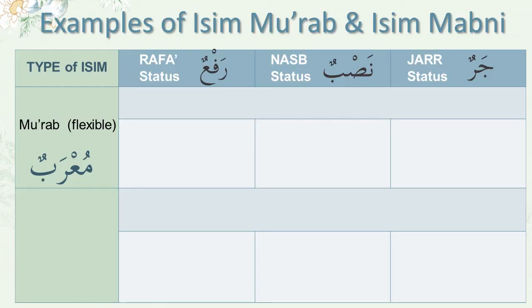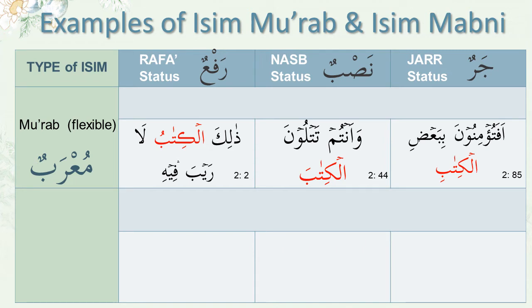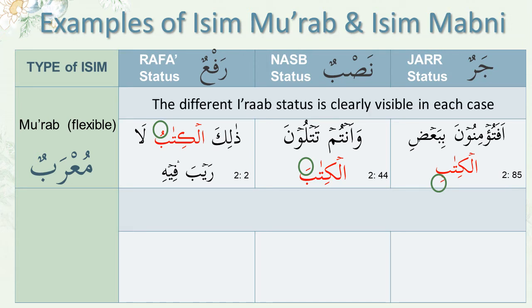Let's look at an example of isim mu'rab such as al-kitab, which means a book. You have al-kitabu, al-kitaba and al-kitabi. Notice the case marker at the end of the word changing to suit the iqrab status. The iqrab of the word al-kitab is clearly visible in each case.